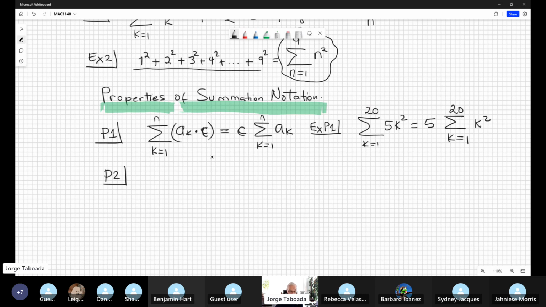Yes. Property number 2, when you have a summation and inside the summation we have two sequences. So A sub K plus or minus B sub K is two sequences. Can you explain it again? Yes, of course, I can answer. It's super easy. Let me show you.